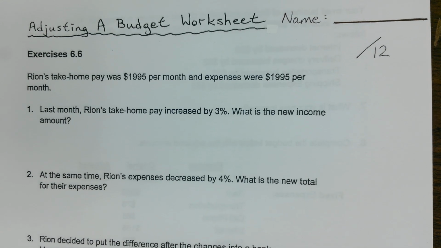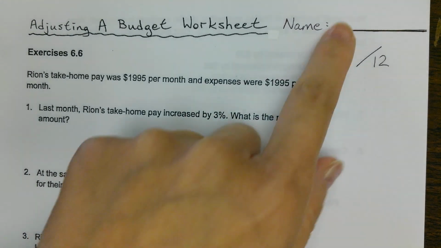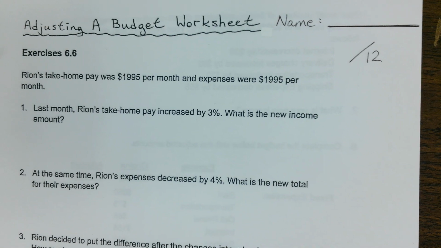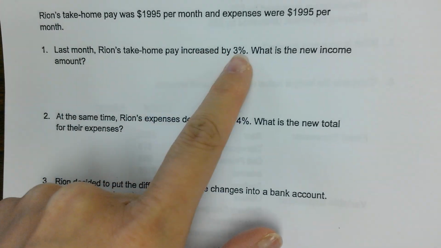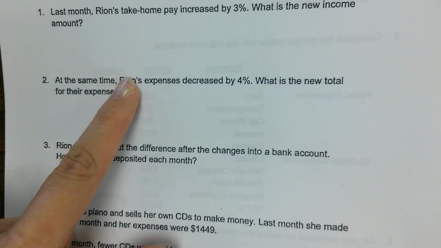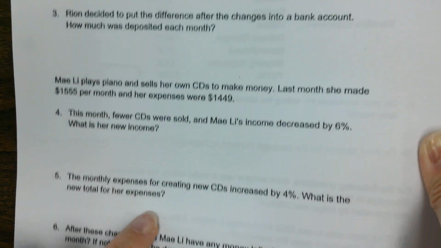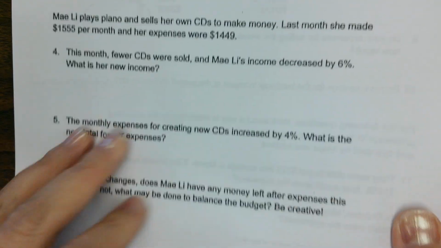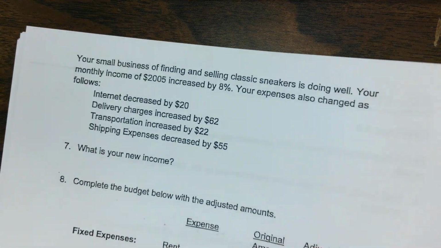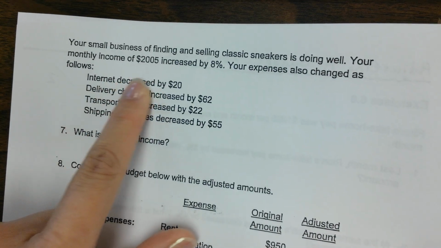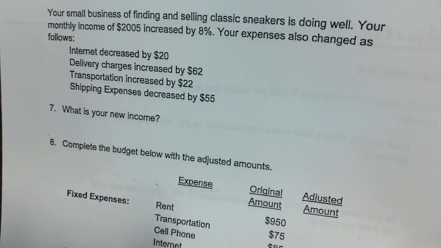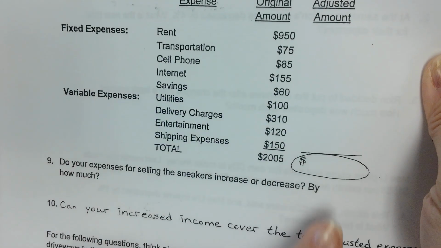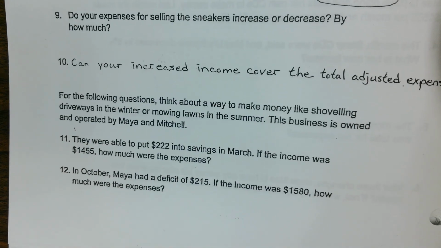All right. It's an individual mark, so make sure you write your name on it. There are questions like what we were doing: given a scenario, what happens? Do some calculations, and so forth. So that's what it looks like. You see how internet increases, transportation increases, shipping expense decreases, and so forth.